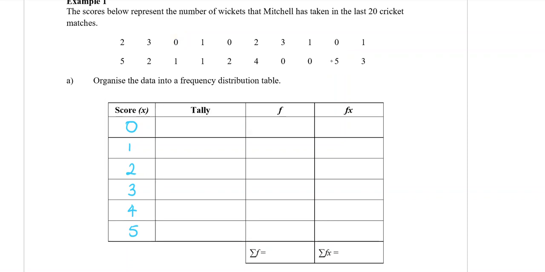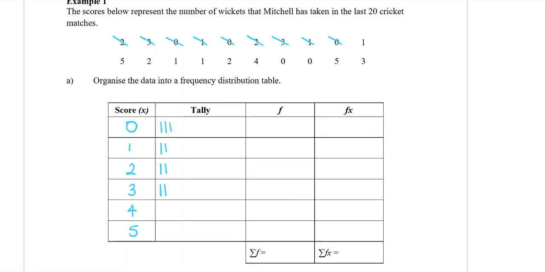Now I want to fill in the tally, which means each number in the raw data, you're going to cross it off and put a tally mark next to that number in the table. Cross off the 2 and put a tally mark next to the 2. Cross off the 3, tally mark next to the 3. Cross off the 0, tally mark next to the 0. Cross off the 1, tally mark. Cross off a 0, another tally mark. Cross off the 2, tally mark. Cross off the 3, tally mark. Cross off the 1, tally mark.